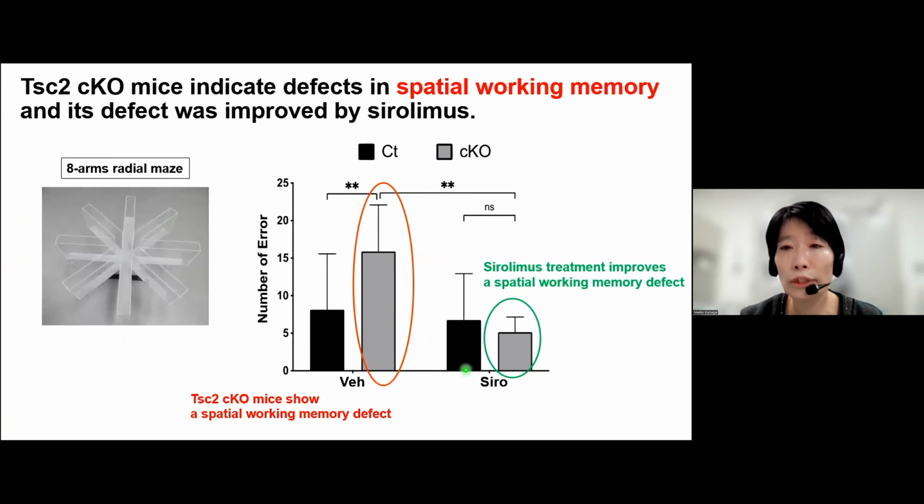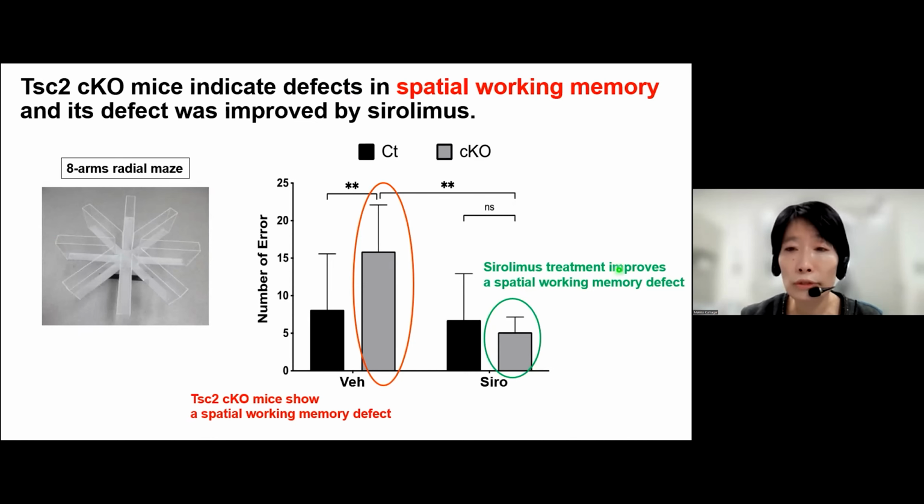Next, we used the 8-arm radial maze to investigate spatial working memory. In this test, we placed a food pellet at the tip of each arm here. Let the mouse learn the location of the food. We counted one error if the mouse enters an arm once visited. If the mouse has many errors, the spatial working memory is considered defective.